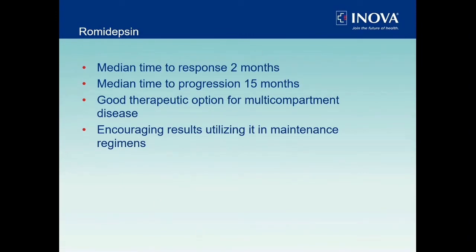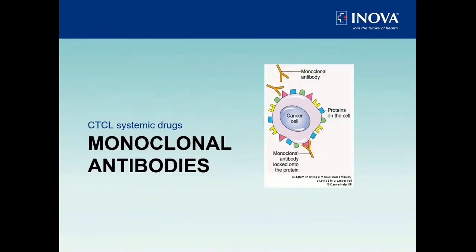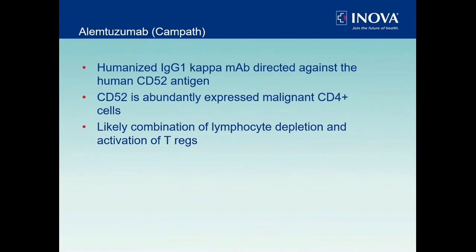So we can dose it in the way that I described until patients get good clearance of disease. And then we've had success dosing patients just once a month or once every 2 months. And we've had good maintenance of that benefit with romidepsin using that dosing regimen as well. The next category is called monoclonal antibodies. Monoclonal antibodies are drugs that will work their way right into a specific protein marker and then essentially bind to it, which creates a blockage there.